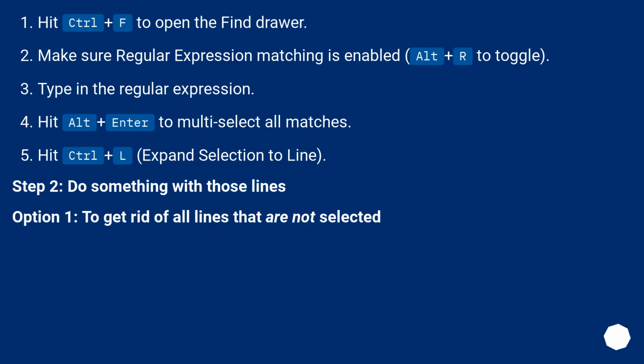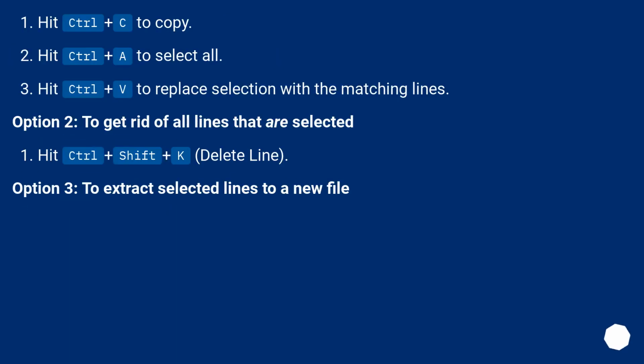Step 2. Do something with those lines. Option 1. To get rid of all lines that are not selected. Hit Ctrl+C to copy. Hit Ctrl+A to select all. Hit Ctrl+V to replace the selection with the matching lines. Option 2. To get rid of all lines that are selected. Hit Ctrl+Shift+K, delete line.